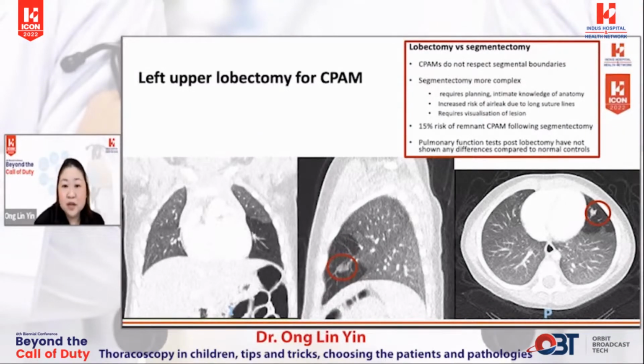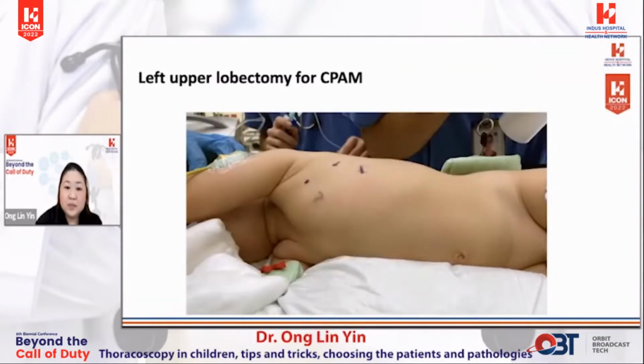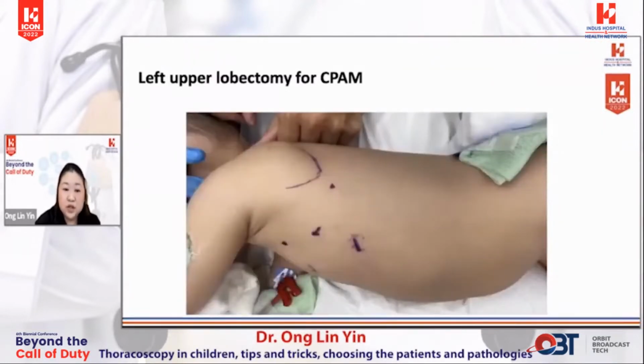There is about a 15% risk of remnant CPAM following segmentectomy, and pulmonary function scans post-lobectomy have not shown any difference compared to normal controls, questioning the need for the patient to have a segmentectomy. This shows the left upper lobectomy for the patient in question.